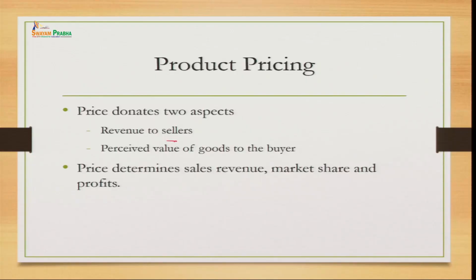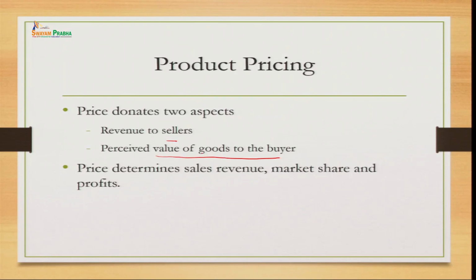So, basically what we are saying is, price denotes two aspects, right, and what are those two aspects? The first is revenue to the seller, because this is the way they are going to generate their profit, and it is the perceived value of goods to the buyer. The buyer is basically looking at the value of that particular product and how much they are valuing it, because the purchase of any commodity requires a sacrifice. So, if you want to satisfy yourself and to have the utility after the consumption of goods and services, you need to make a sacrifice, and that sacrifice we make in terms of money, and money is related to the price of that commodity.